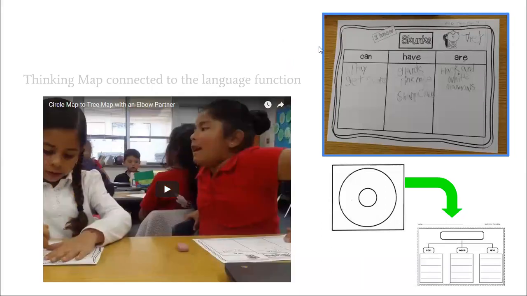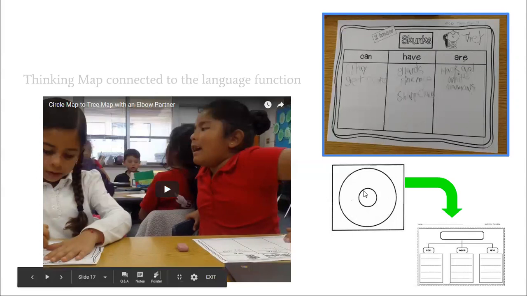The next part they do the next day is they use a thinking map to connect what they've been learning to the language function. And in this case, they're describing. Describing is their language function. So during science, they created a circle map about skunks, and now they're classifying that information into what skunks can do, what they have, and what they are. And here's an example of how, in this video, they have the circle map, they've just reviewed it, and it's still posted. And now the students are working with their partners to take that information and classify it.